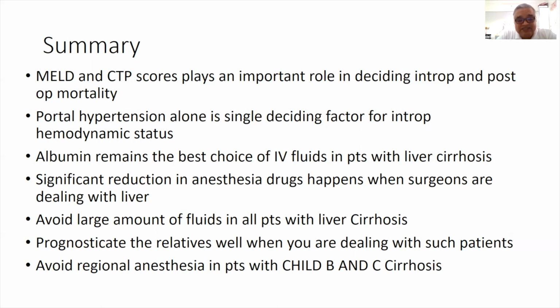Avoid regional anesthesia in patients with Child B and C cirrhosis. In Child A, you can have a safe usage of regional anesthesia.